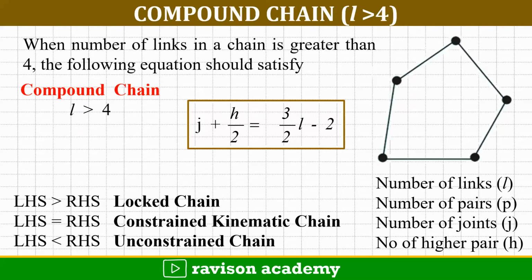When the number of links is greater than 4, we call the chain a compound chain. When there is a compound chain, the following equation should be satisfied. In this equation, the higher pair is considered: J plus H by 2 equals 3 by 2 into L minus 2. Here again, when LHS equals RHS, we call it a constrained kinematic chain, when LHS is greater than RHS, we call it a locked chain, and when LHS is lesser than RHS, we call it an unconstrained chain.